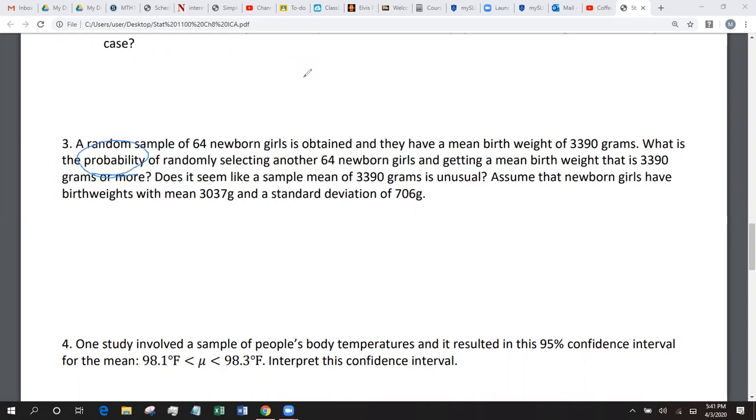So we already know that we're going to have to use something with our z-score table here, or at least we're assuming that we're going to have to. What is the probability of randomly selecting another 64 newborn girls and getting a mean birth weight that is the same or more? And then, does it seem like this is unusual? We're given population information.